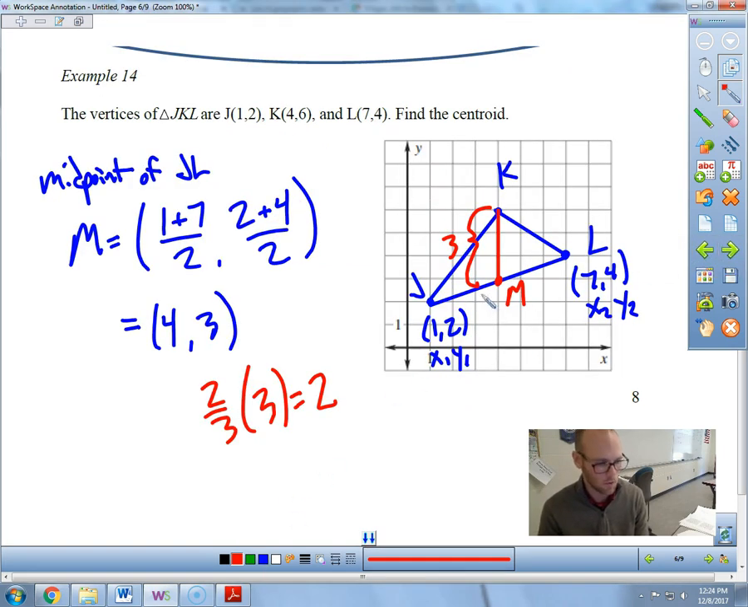Okay, so 2 units. So 1, 2, right there. Is that where we'd be able to balance that triangle? No, we know that wouldn't balance there. We need to go 2 units from the vertex, the opposite midpoint. That right there is our centroid.